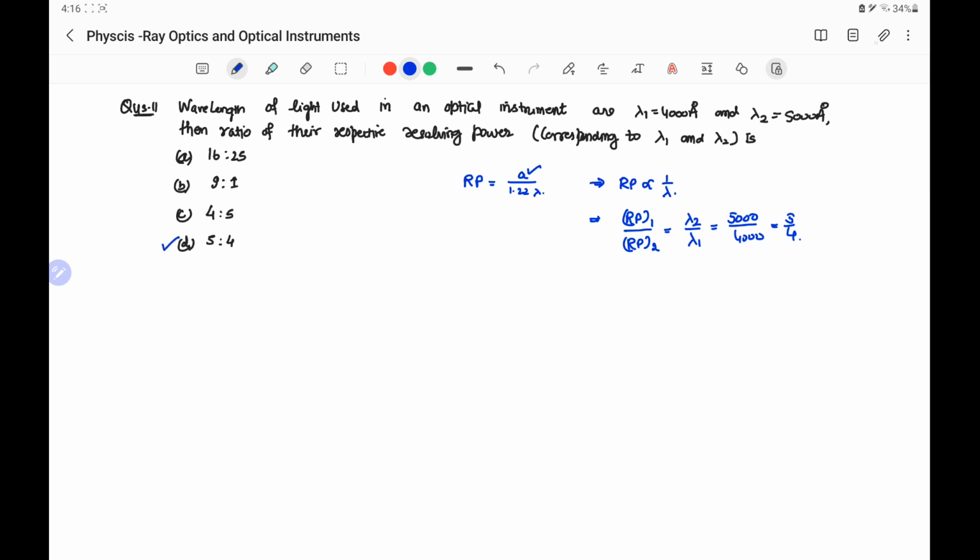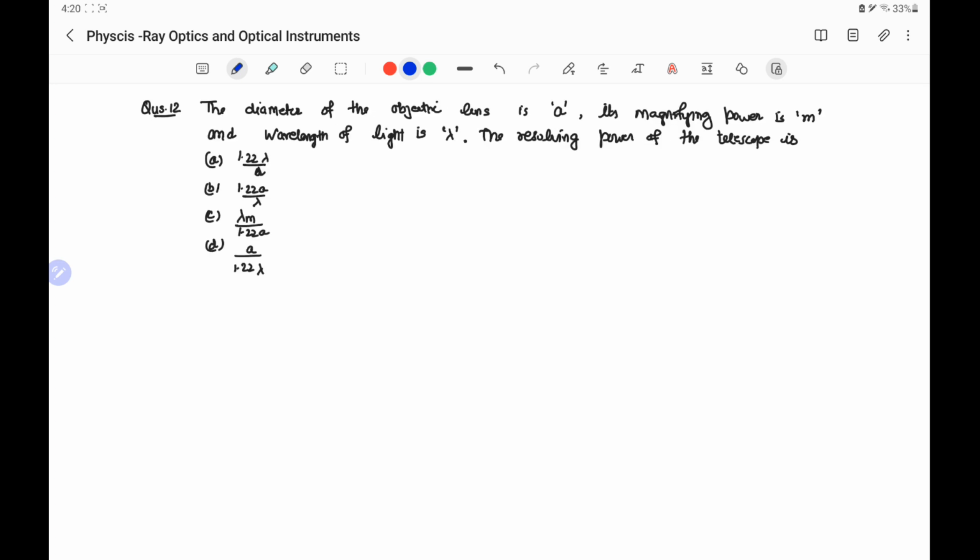12th question is, the diameter of the objective lens is A, its magnifying power is M, and the wavelength of the light is lambda. The resolving power of the telescope is. Options are 1.22 lambda by A, 1.22 A by lambda, lambda M by 1.22 A, and option D is A by 1.22 lambda. We know that resolving power is the inverse of the angular separation and it is given by A by 1.22 lambda. So option D is the correct option.